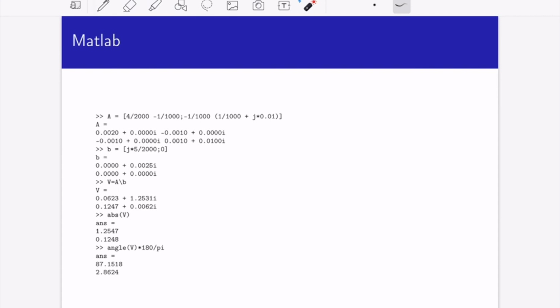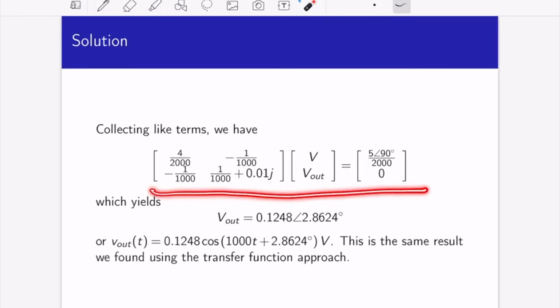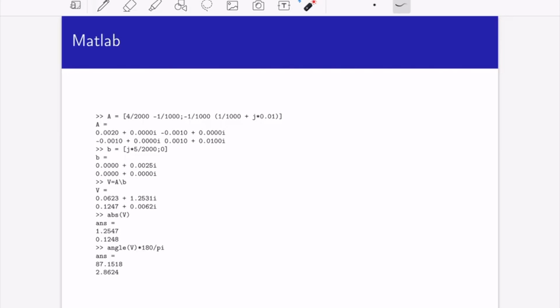Let's look at the MATLAB we used to solve that system of equations. So here's the system of equations. We have 4 over 2,000, minus 1 over 1,000, minus 1 over 1,000, and then 1 over 1,000 plus 0.01j. That is going to be our matrix A. Notice that when you're using MATLAB, it's just as easy to plug in the calculations you need to make. That will help it carry around your intermediate values very nicely.